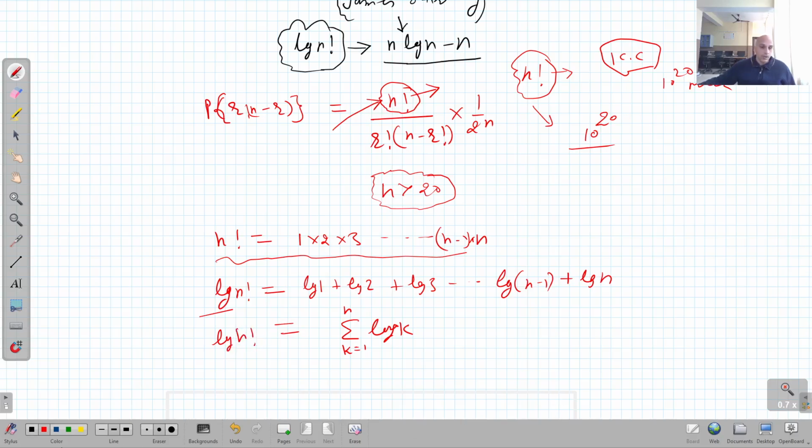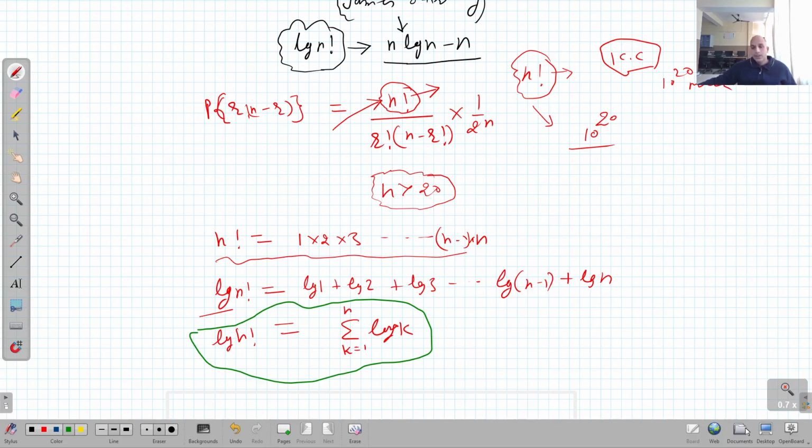So now log n factorial is equal to this value, right? It means log n factorial is equal to the sum of the log of all these numbers.